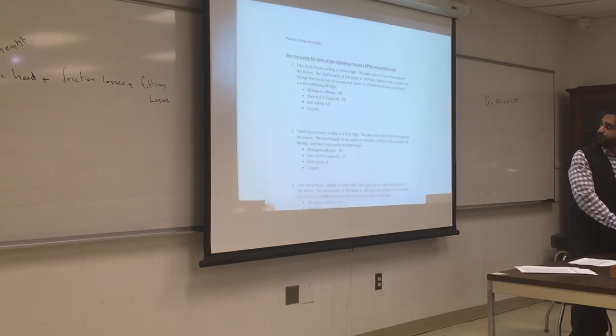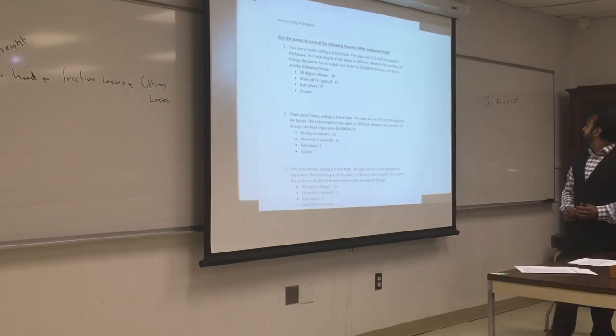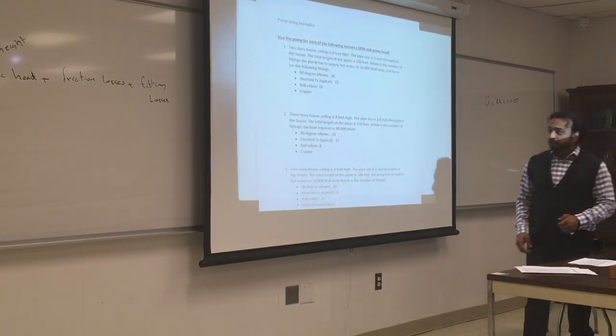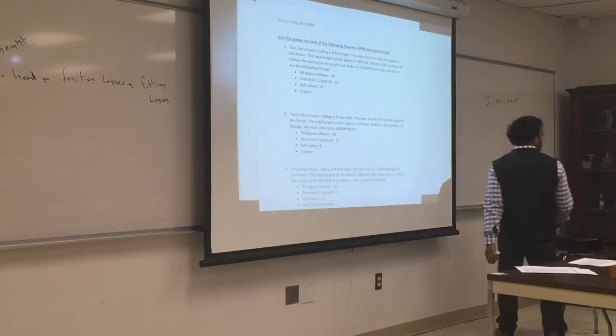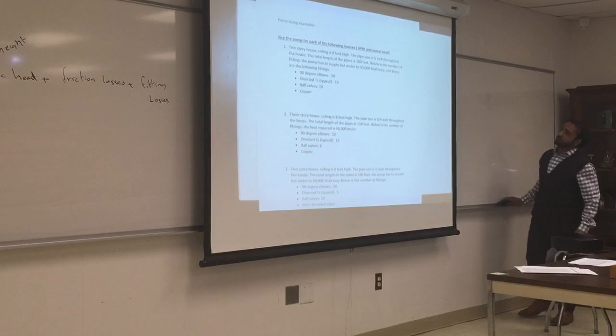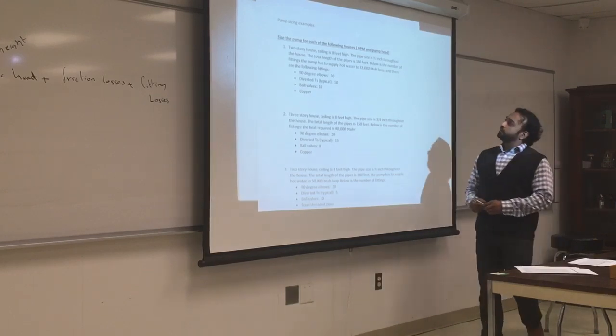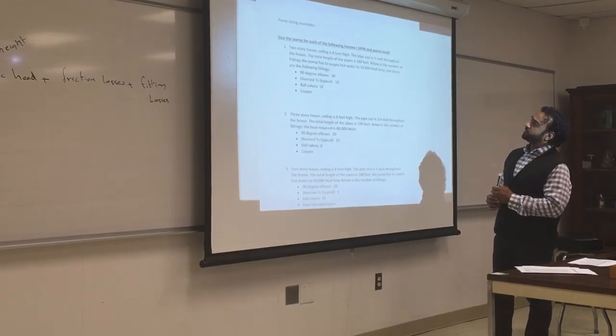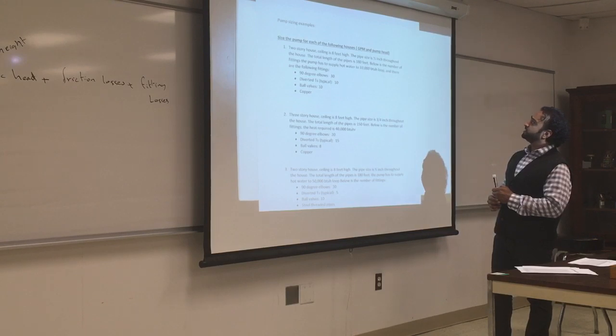Okay, let's look at the first one. Two-story house, ceiling is 8 feet. Again, I'm going to be more conservative with the numbers. Two-story house, ceiling is 8 feet, the pipe size half an inch throughout the house. Total length of the pipe is 180 feet.